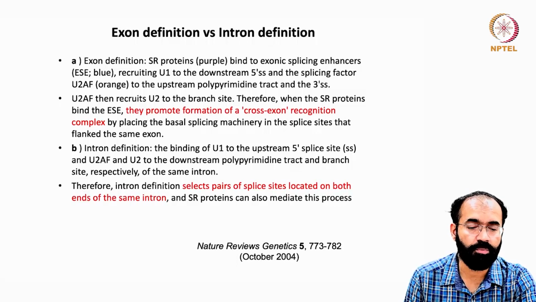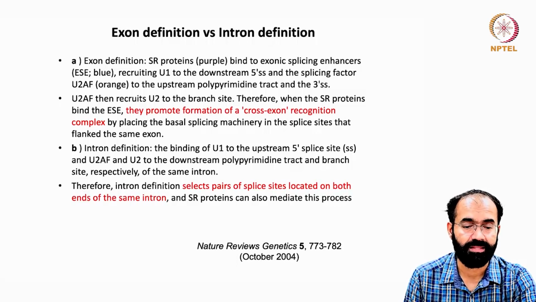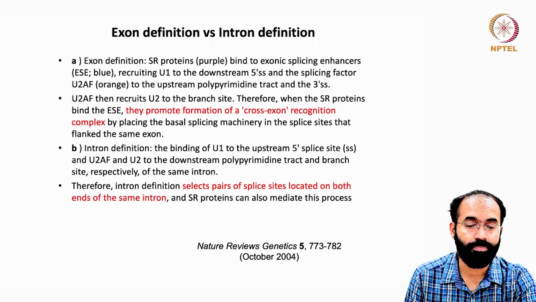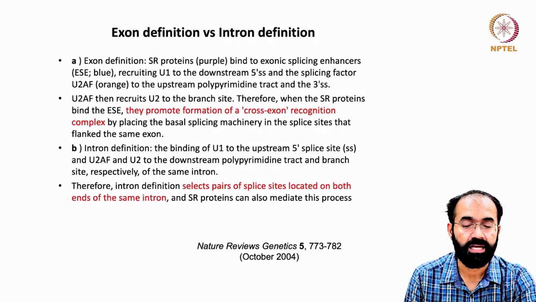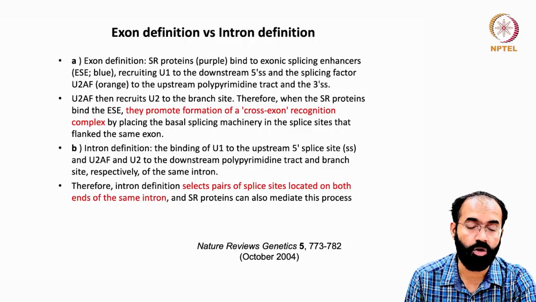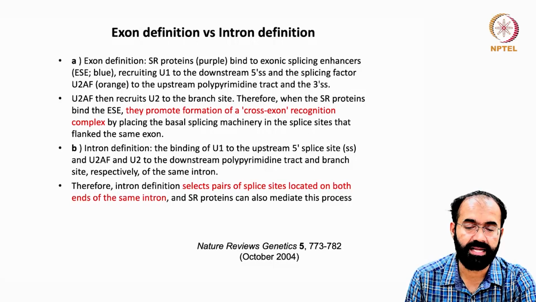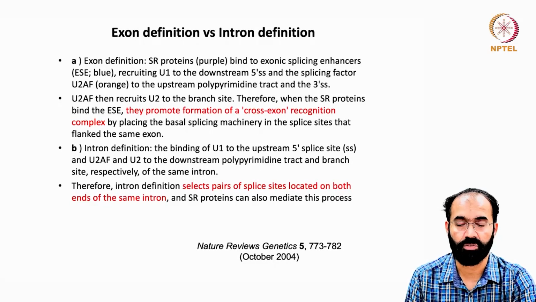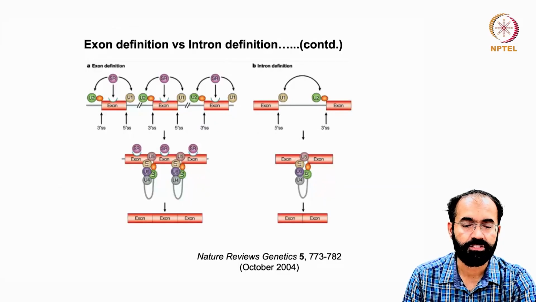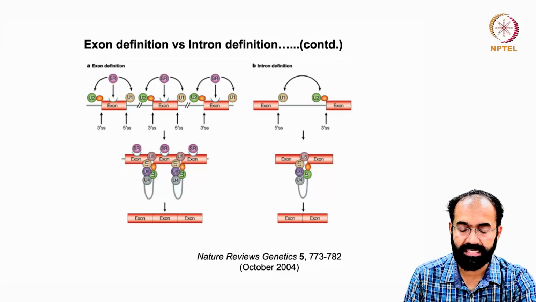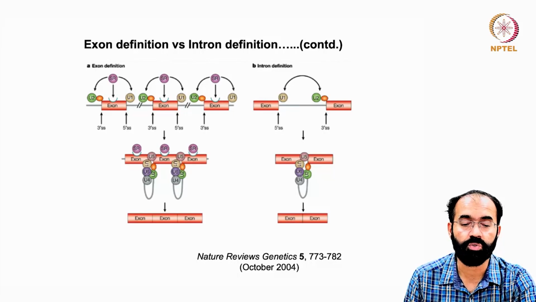Therefore, when the SR proteins bind to the ESE, that is the exonic splicing enhancer, they promote the formation of a cross-exon recognition complex by placing the basal splicing machinery at the splice sites that flank the same exon, as you saw in this picture. So the SR protein has a unique interrelationship with U2 and U1.